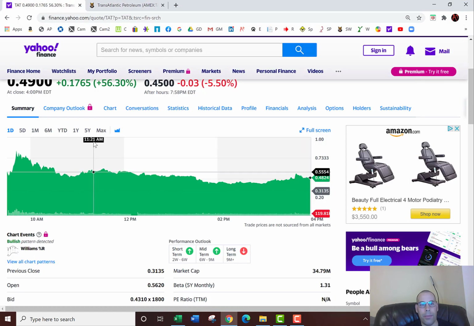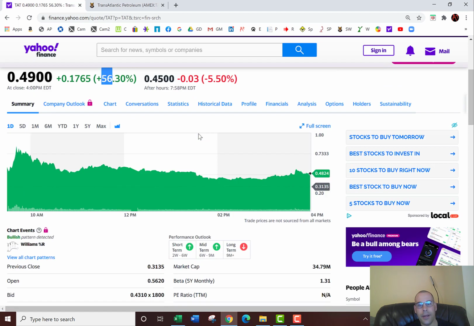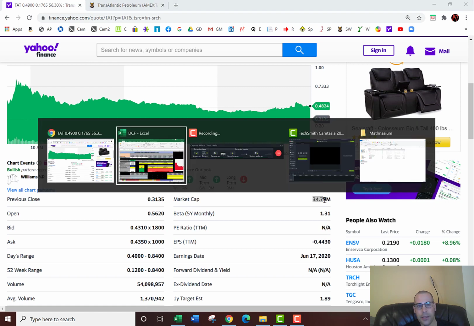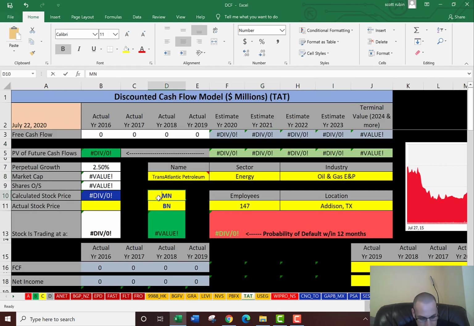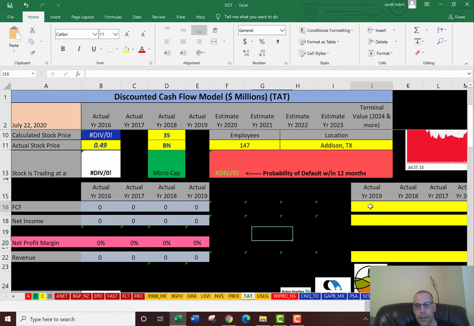This company went up 56% today. That's kind of crazy, right? The market cap is $34.8 million, and they're trading at 49 cents. So 2 shares is under $1.